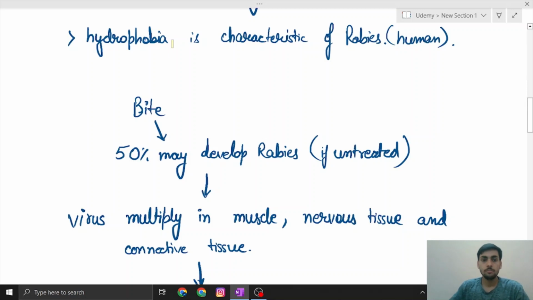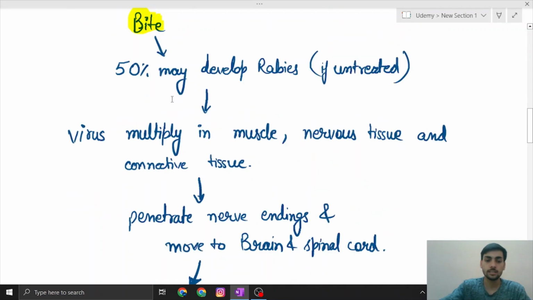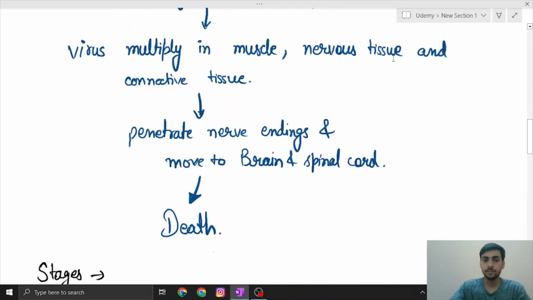So hydrophobia will develop inside humans, only inside humans, not inside animals. This is the characteristic feature which you can find in rabies in particular. When an animal bites us, there is a 50% chance that rabies can develop in us, but only if it remains untreated. And if you take the vaccine or injections which can prevent rabies virus, then you are safer compared to others.